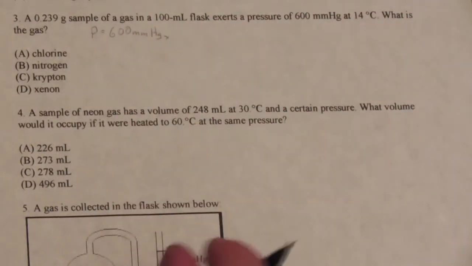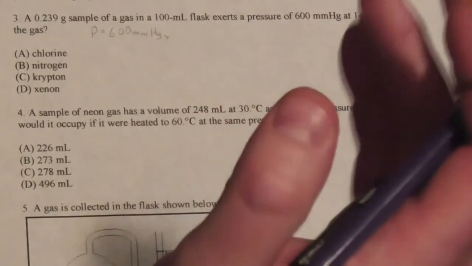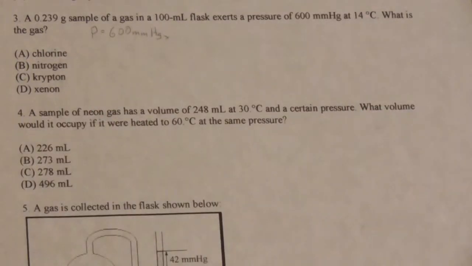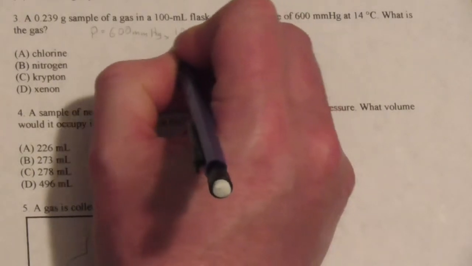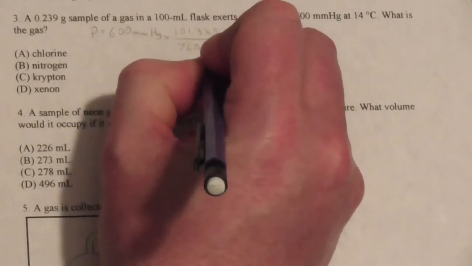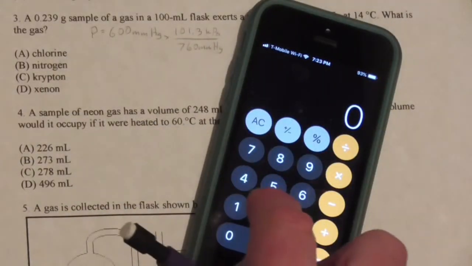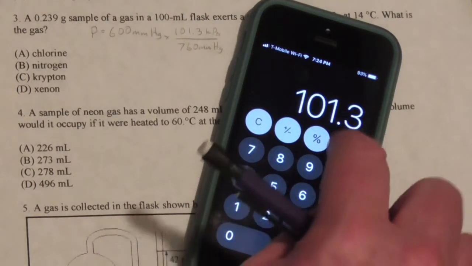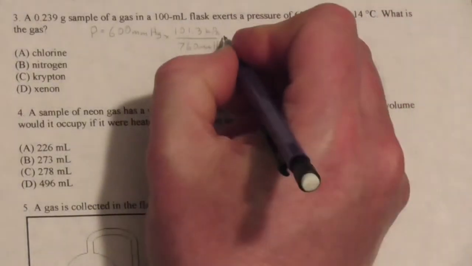So my preference is to remember one ideal gas constant, 8.31 kilopascals times liters over moles times Kelvin. That's my preference, so I'm going to turn all of my pressures into kilopascals. So that'd be 101.3 kilopascals over 760 millimeters of mercury, which then means I have 600 times 101.3 divided by 760 is 79.97 kilopascals.